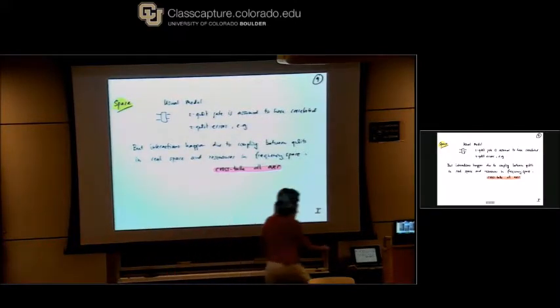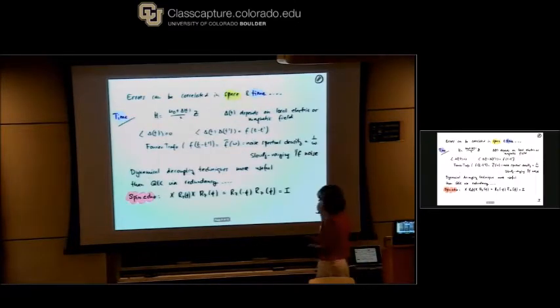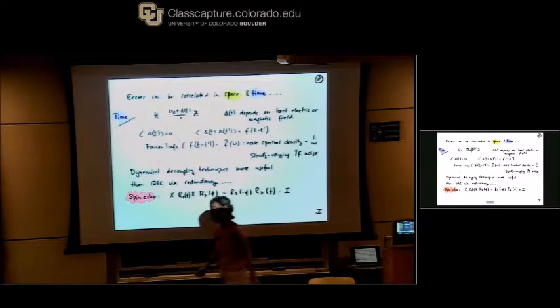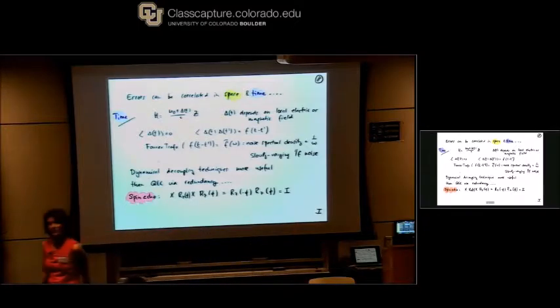No, delta is a parameter here. Sorry. This is just a classical parameter. How do you define the expectation value? Well, this is defined in a very sloppy way, right?